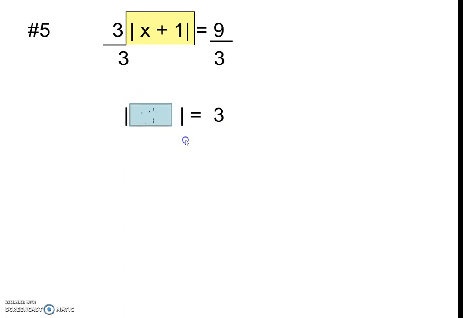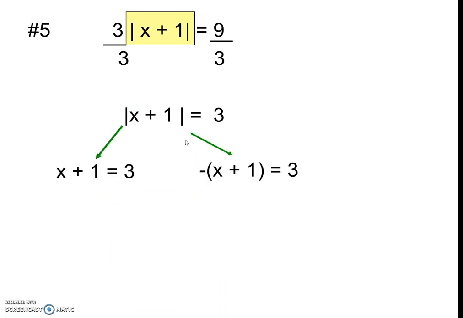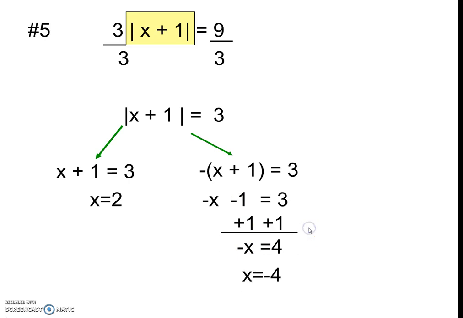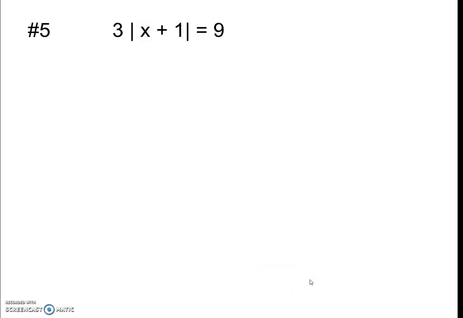What am I going to do? Negative and positive. I'm going to write my negative equations and my positive equations, right? Positive, negative. And then I'm going to solve. Now, when I get negative x equals 4, am I done? No, I need to divide by negative 1. Oh, my little line went too far, didn't it? And I get x equals negative 4.